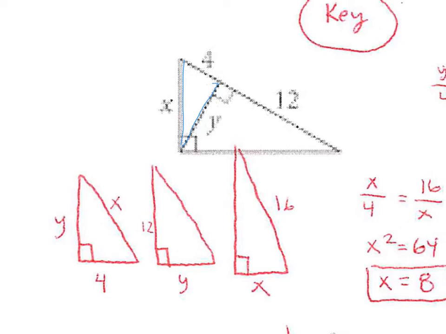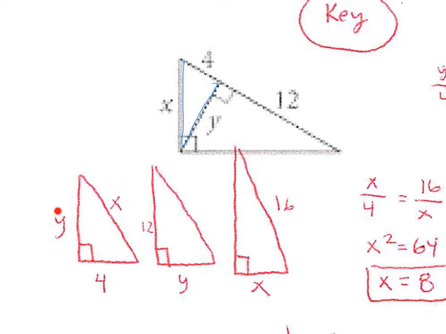So the small triangle has a long side of y, a hypotenuse of x, and a short side of 4. The medium triangle has a short side of y, a long side of 12, and then the hypotenuse is not labeled. And then the largest triangle has a short side of x, and the hypotenuse is 16 because 4 plus 12 is 16. So when you're solving for x, what you have to do is look at x and 4.